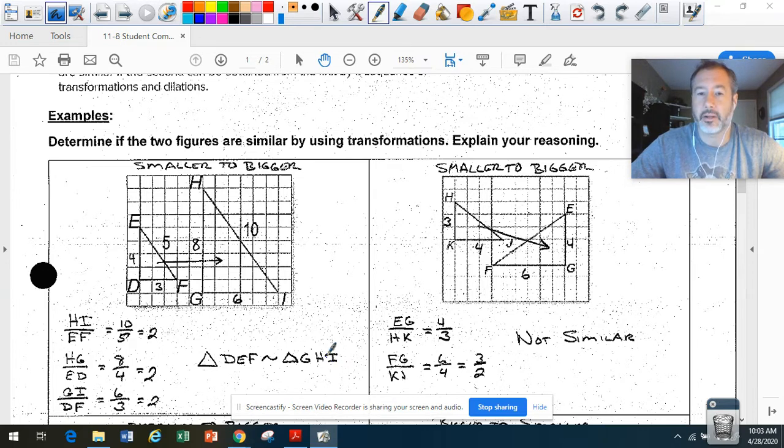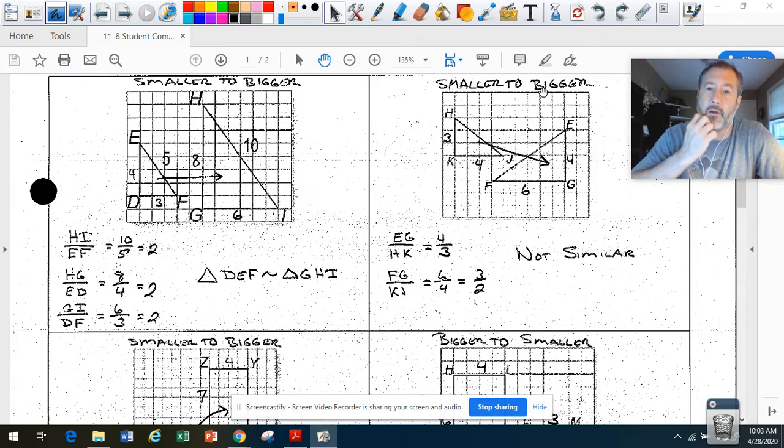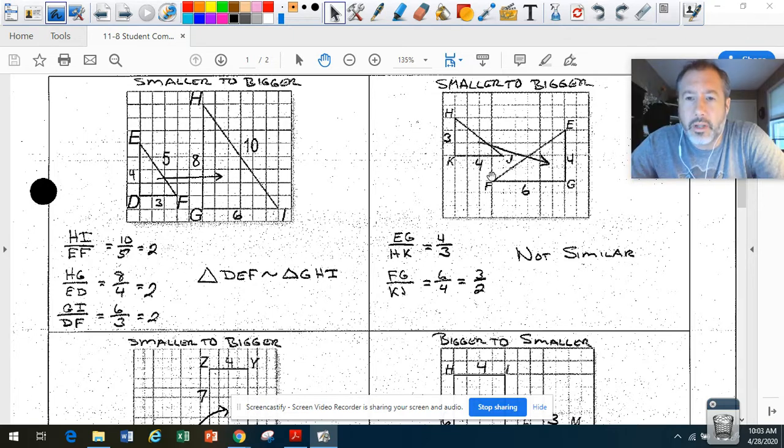Very good. So let's see what we're doing on this next one. Let's scroll down a little bit. I've decided I'm going from this triangle to this triangle, so smaller to bigger. That means my dilation or my scale factor must be greater than 1. It looks like we have a reflection, and then we translate it down, and then we dilate it.